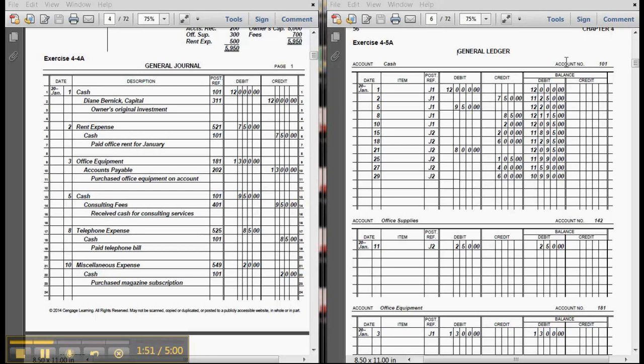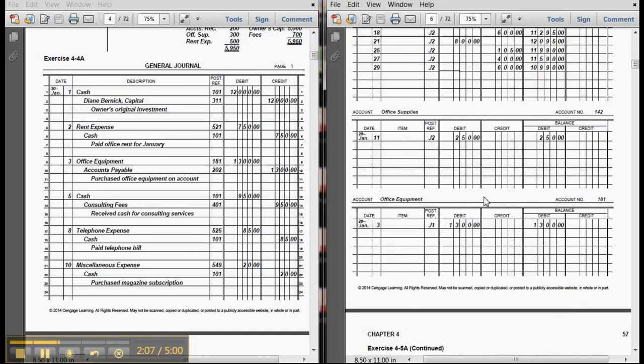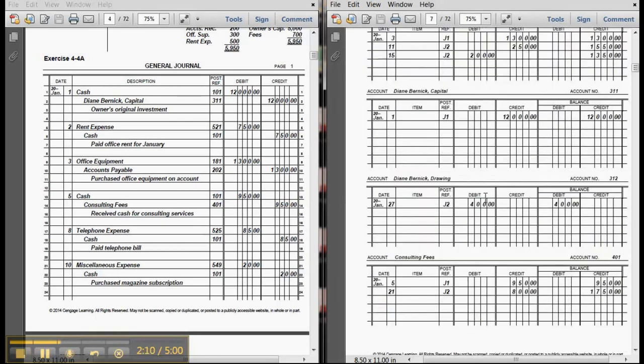The last step is I take my account number from the ledger, which is 101, and put it back in my post reference column for my cash account on the journal, and that tells me that I have posted that transaction. Then you just go in order. My next one is I credited capital for $12,000. I'm going to scroll until I find my capital account, and here it is. I put in the year, the month, and the day, and I credited it for $12,000.